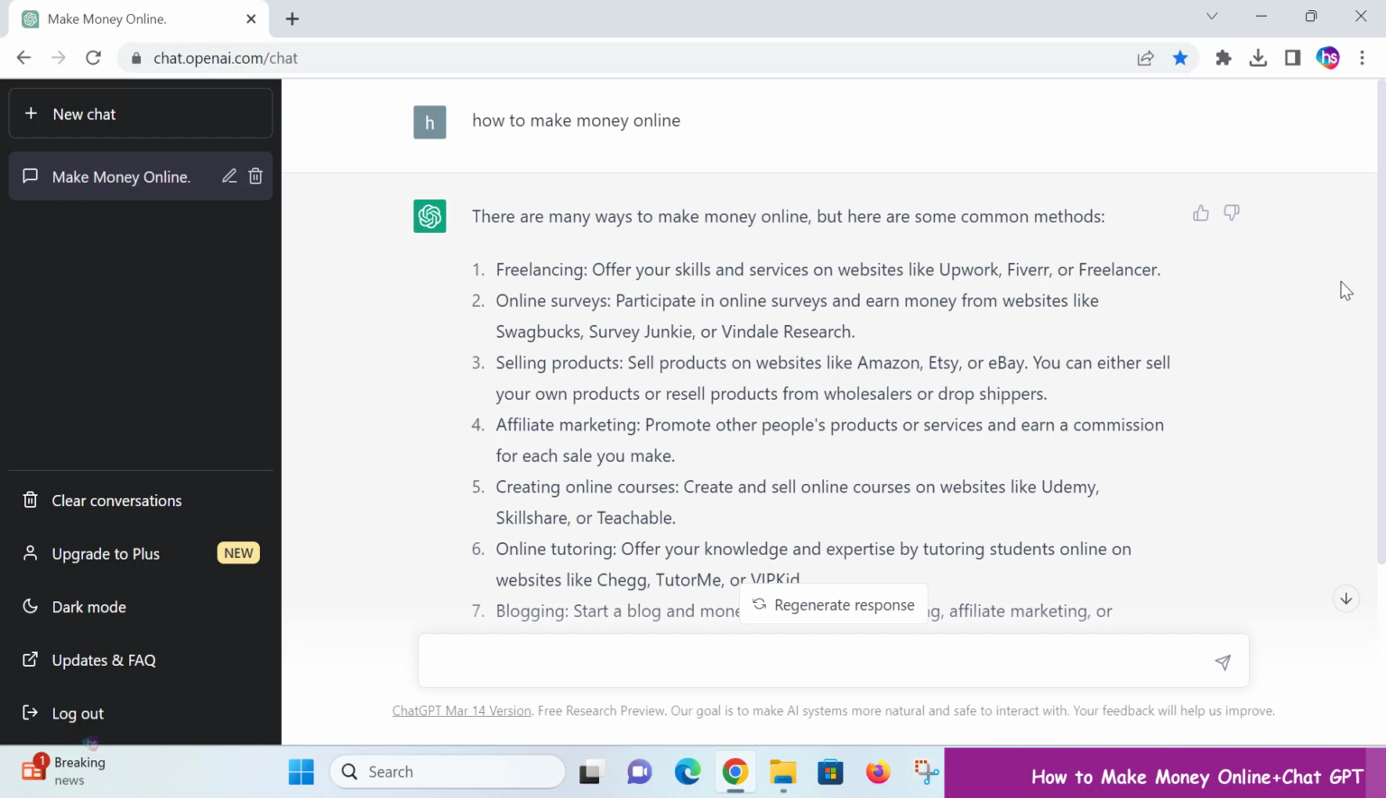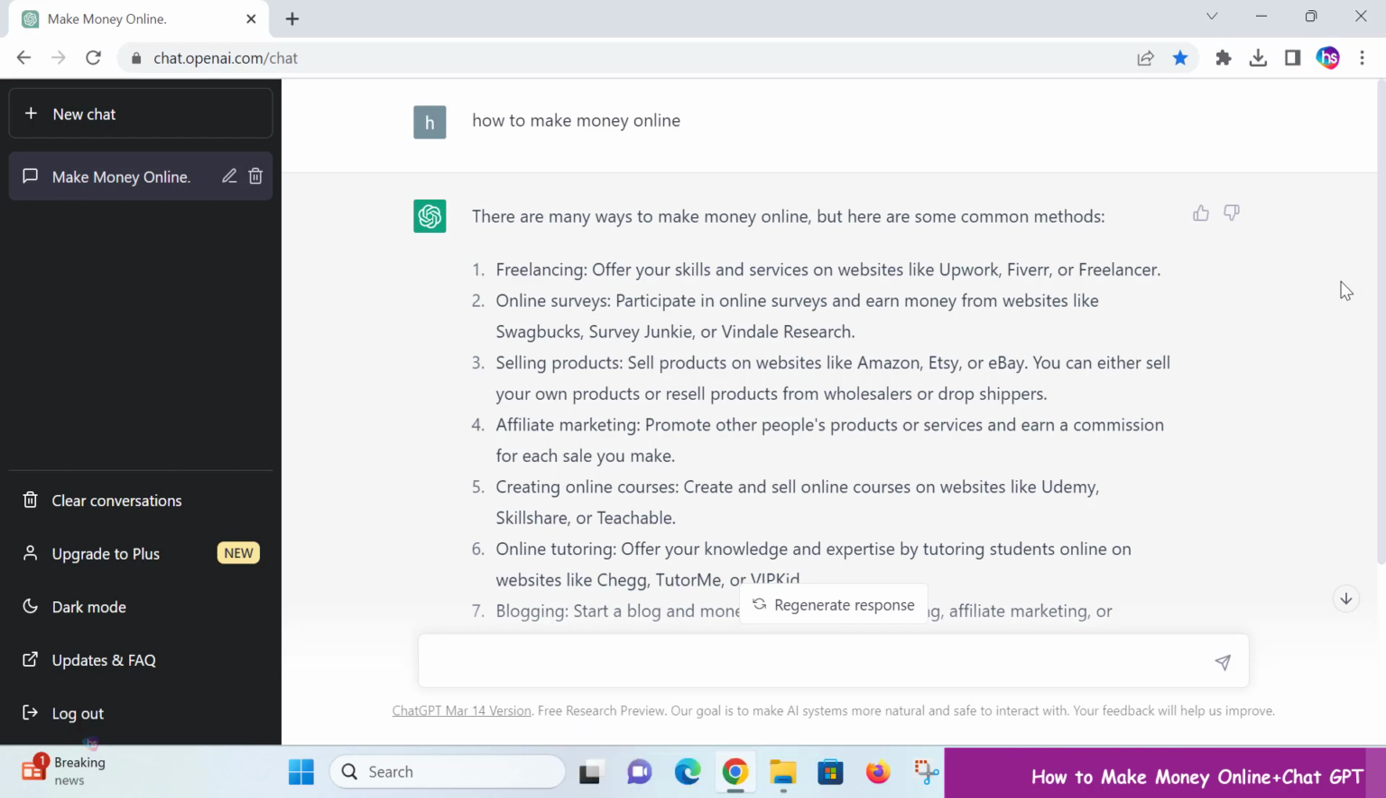And second one, online surveys. Yes, participate in online surveys and earn money with websites like Swagbucks, Survey Junkie, or Windle Research. Yes, by doing survey reports, you can earn money.